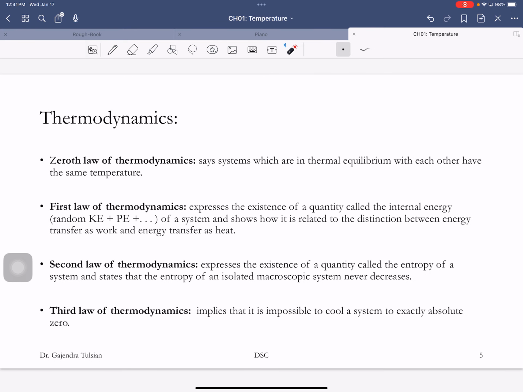So we'll study the 4 laws of thermodynamics over these 4 chapters. Okay. The 0th law of thermodynamics states when systems are in thermal equilibrium, we will define that a little more, their temperature is the same.